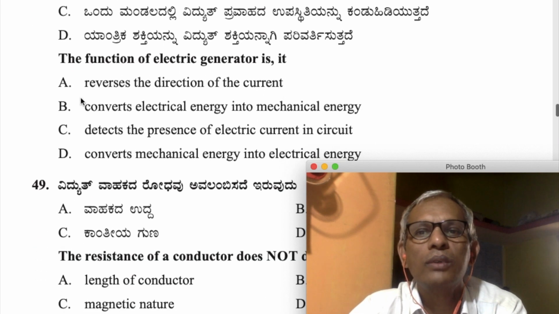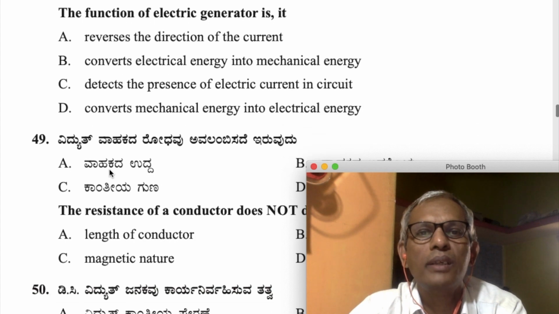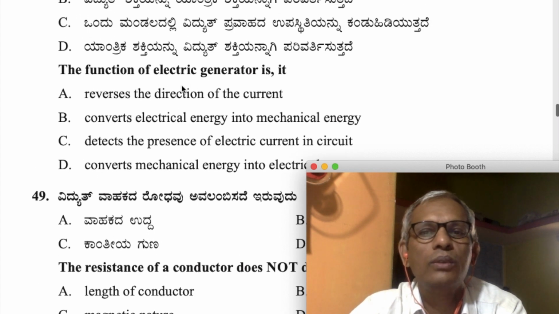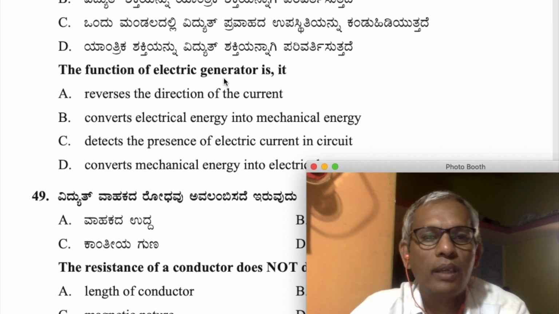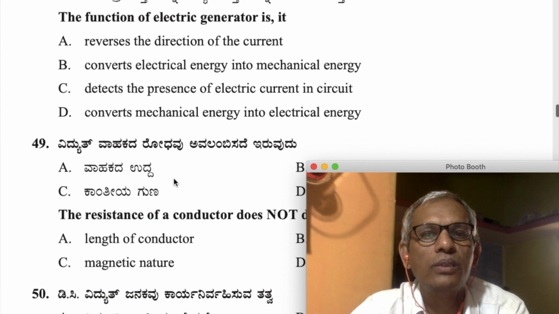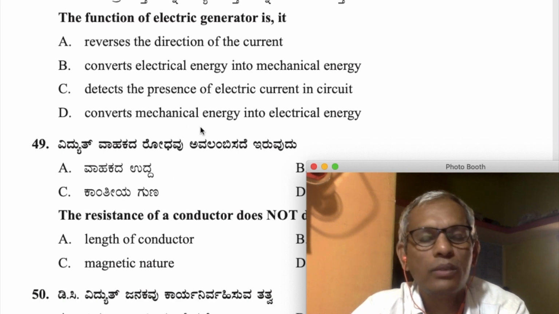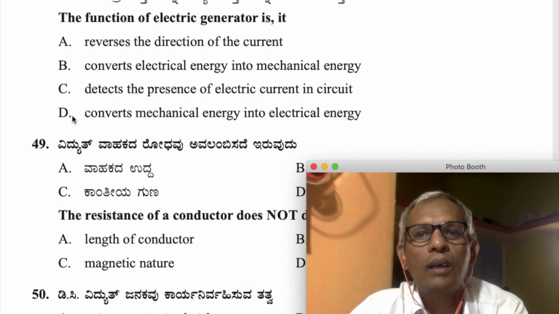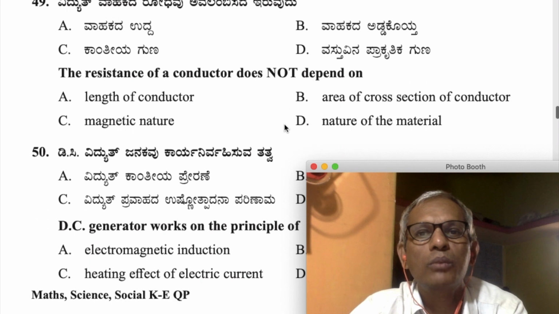Next we move on to question 48. What is the function of an electrical generator? A, reverses the direction of the current. B, converts electrical energy into mechanical energy. C, detects the presence of electric current in the circuit. D, converts mechanical energy into electrical energy. You already know what an electric generator is. It converts mechanical energy into electricity, so the answer is D. An electric generator is used to produce electricity. Next we move on to the next question.